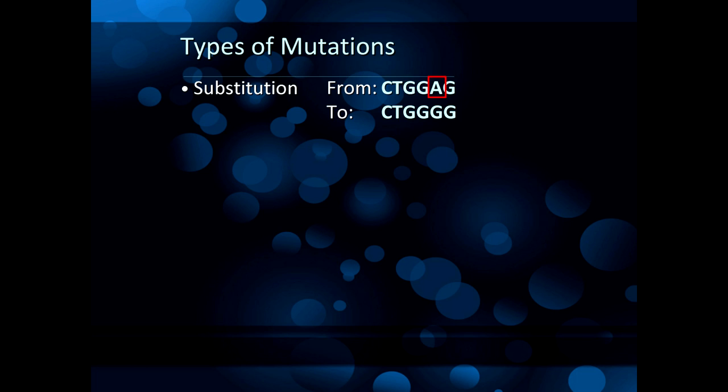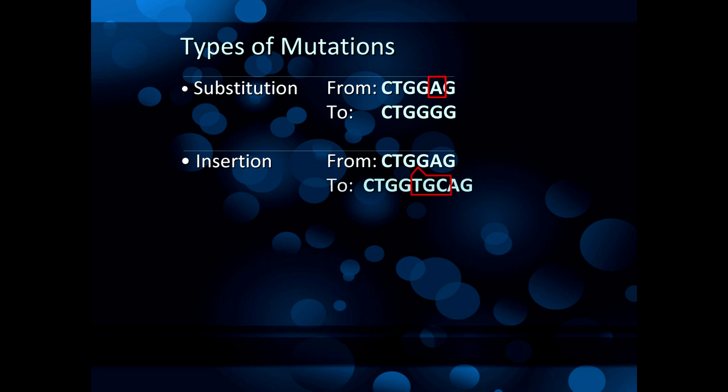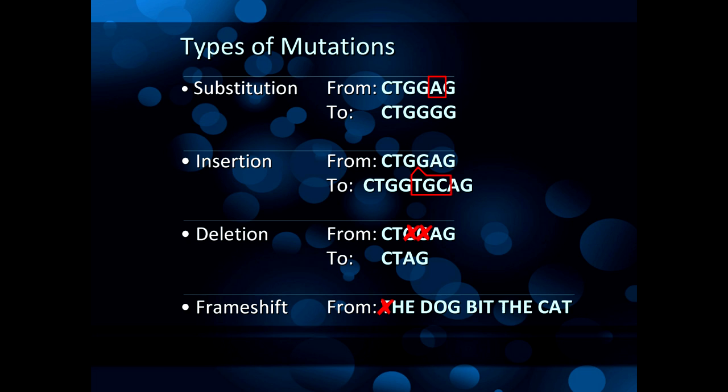Here's an insertion. Start again with that same code, and here we have three letters that have been inserted. That's another type of mutation. Here's another one, deletion. You probably already know where that's going to go. If that one and that one are deleted, we're left with that. And here's another one, frame shift. This one's kind of interesting. If our DNA codes for something like this, the dog bit the cat, and we blow away the first letter and everything shifts, it's a frame shift, we're left with that. And that doesn't mean anything in English anymore.